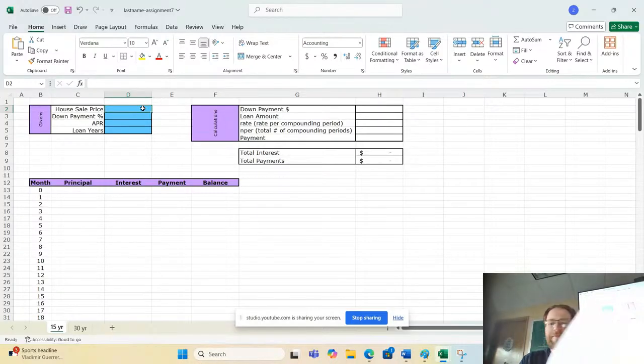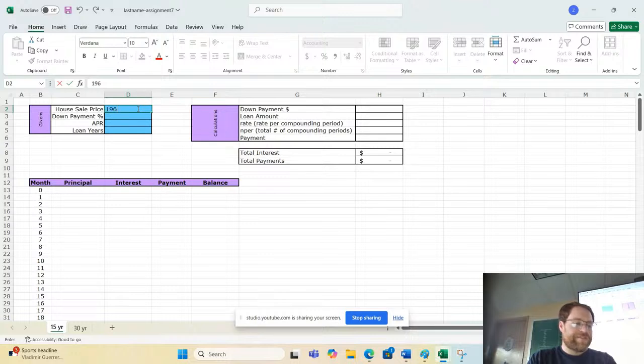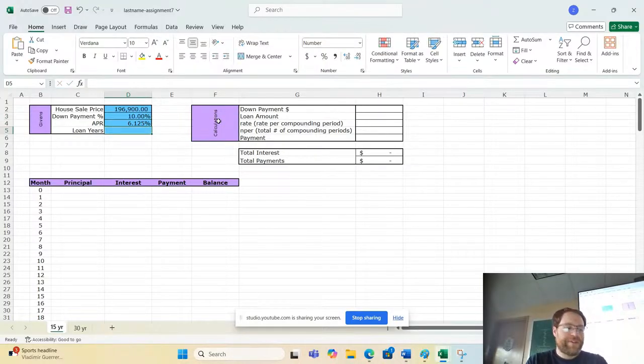So the first problem in assignment 7, you're dealing with a house mortgage. House sale price of $196,000. Down payment of 10%. APR of 6.125%. Loan years 15 for the first sheet, 30 for the second one. What I'm going to do here is walk you through the 15-year one, and then we'll have you try the 30-year one on your own.